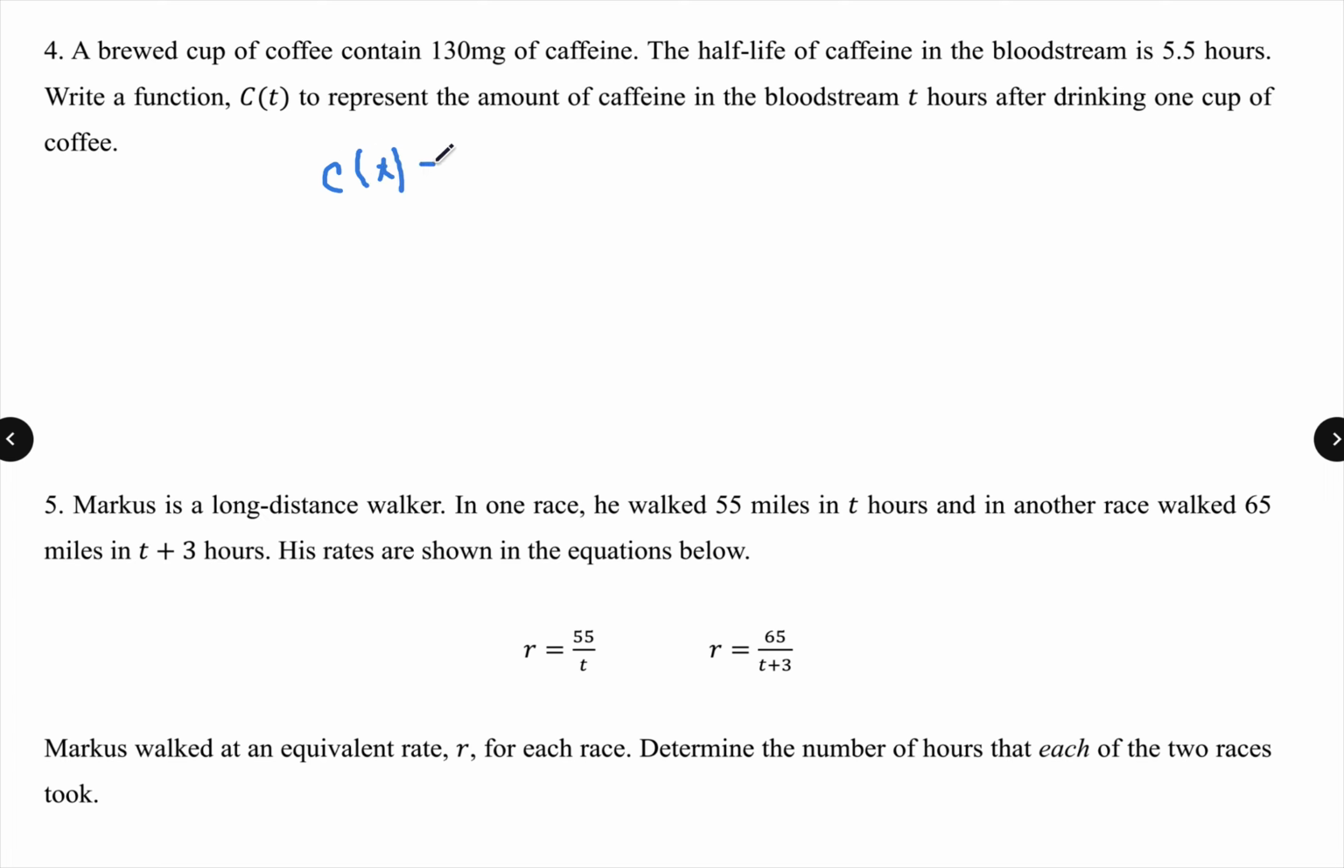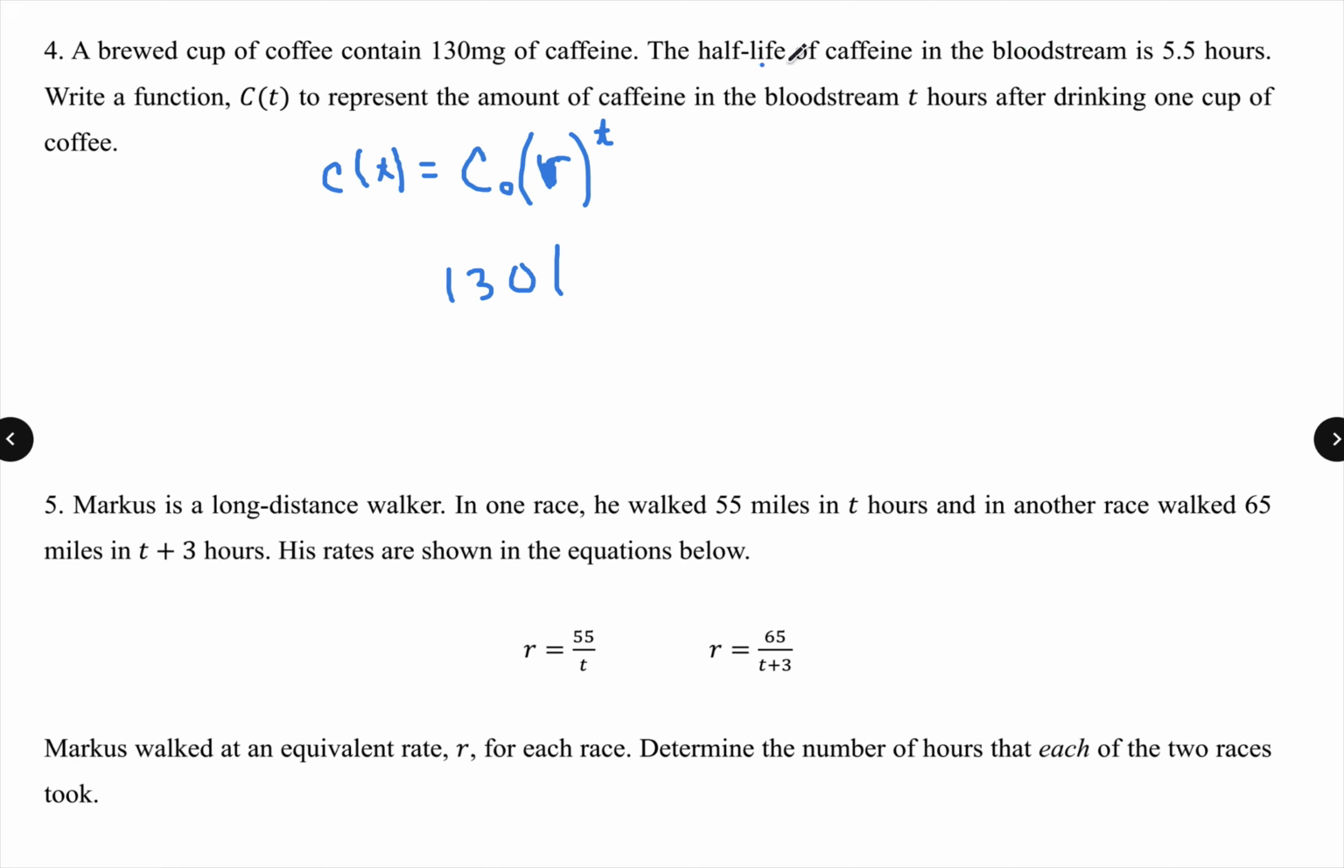I know that any exponential function, C of t, is equal to C of 0, which is the initial value, times some sort of rate raised to the amount of time that the exponential is going on for. So in this case, what's my C of 0? My cup of coffee contains 130 milligrams of caffeine, so that's my C of 0.